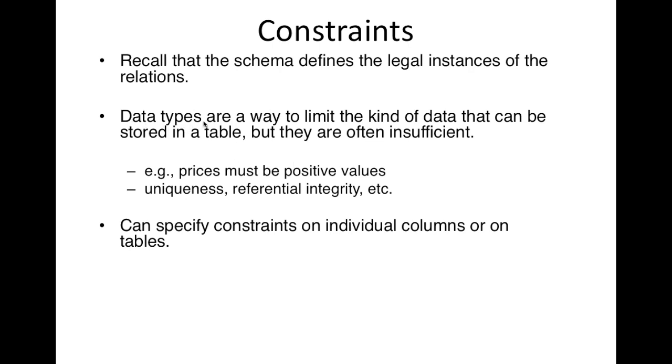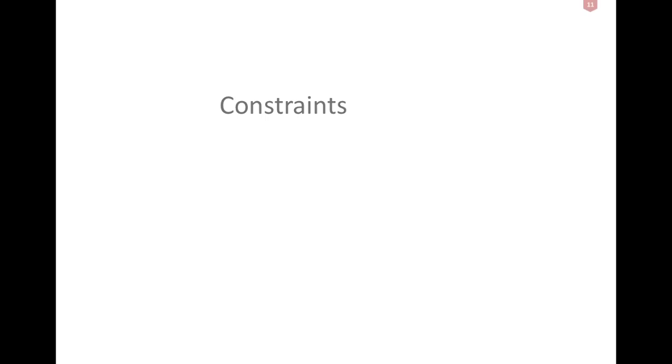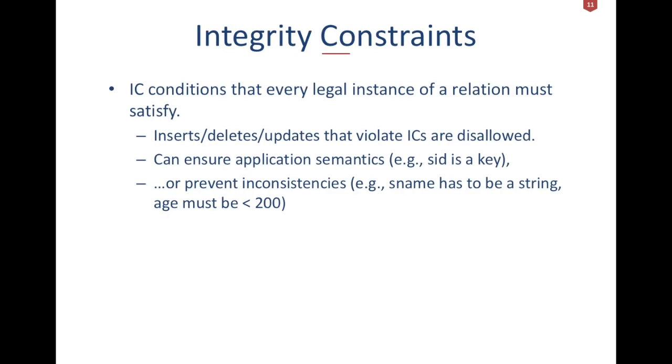The first constraint that comes to your mind is the domain constraint, or the data type. So the data type, which we talked about in the previous slide, is a way to limit the kind of data that can be stored in a table, but we really need more than that, and that's where we use constraints. Some of the constraints are referential integrity, uniqueness, okay? So we can specify constraints per column of a table.